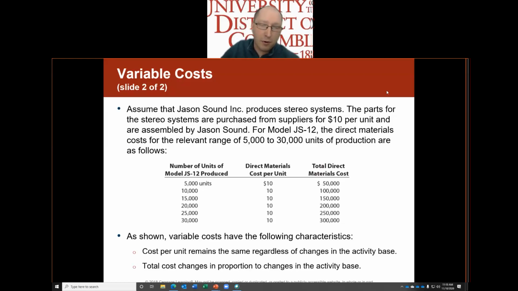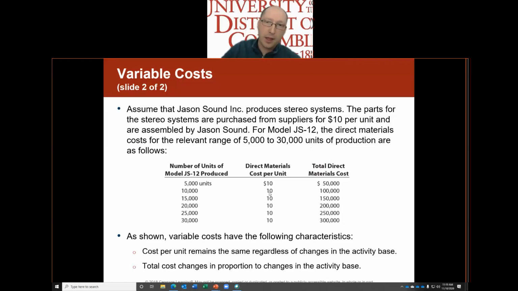This company manufactures stereo systems. Their cost of direct materials is $10 per unit. They have a relevant range of 5,000 units to 30,000 units of production. Okay. Remember, relevant range: 5,000 units to 30,000 units. In other words, they can produce anywhere between here in a certain amount of time, right?